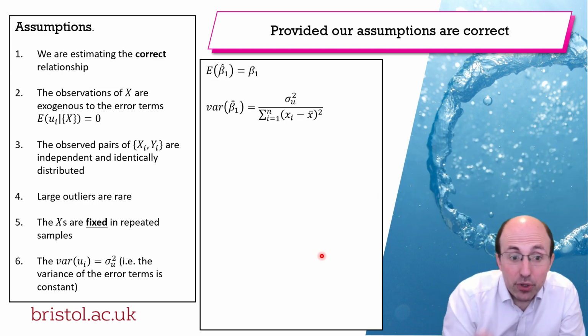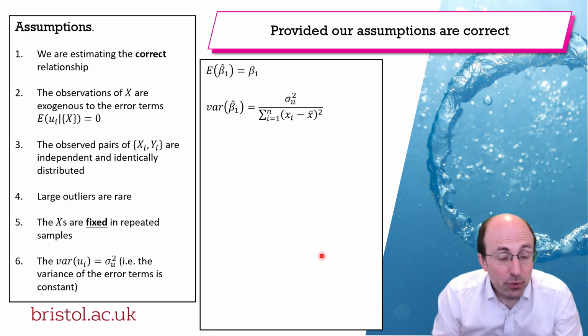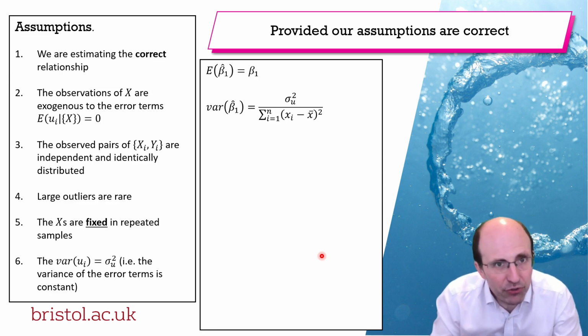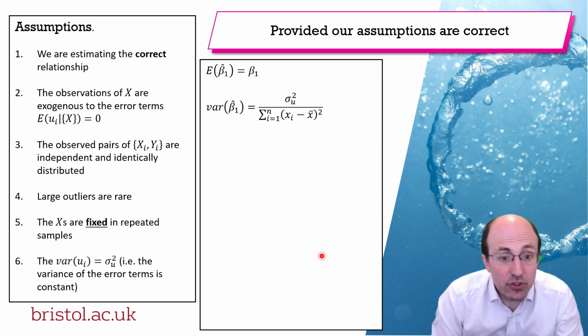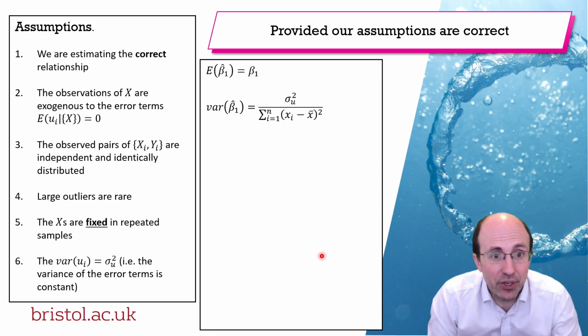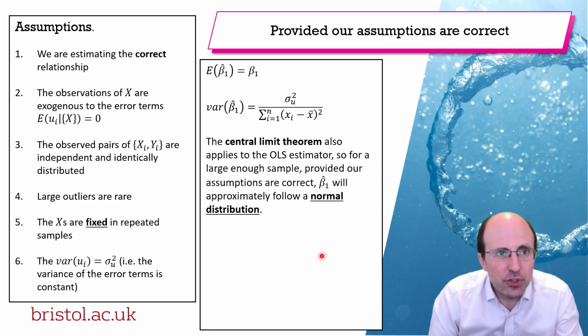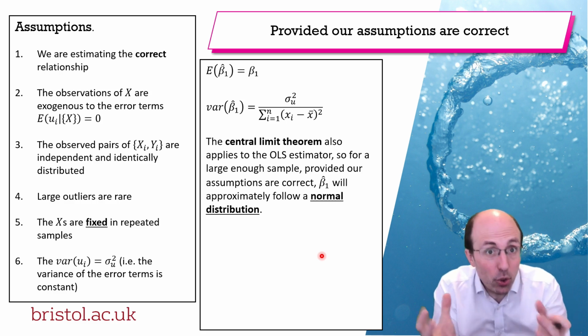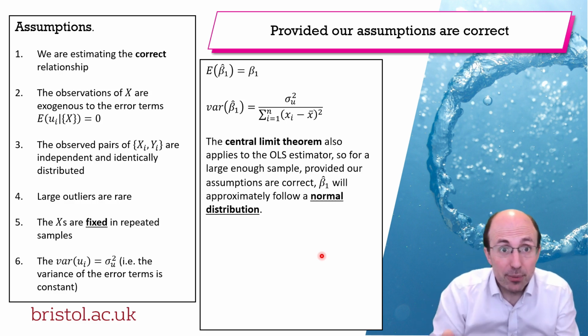So far we've shown that the variance of the beta 1 hat is equal to the variance of the error term divided by the sum of the x minus x bar squareds. We've also shown that, provided our first two assumptions are true, the OLS estimator is unbiased, so the expectation of beta 1 hat is equal to beta 1. The final thing that we always want to do when we're carrying out statistical tests is to know what the distribution of the estimator is.